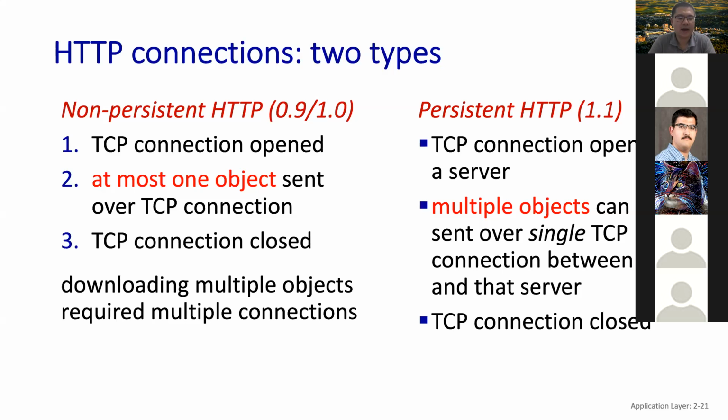Okay, so with non-persistent HTTP, I talk to someone, I establish the connection, and at most we can send or receive one thing during one connection. But with persistent HTTP, if you establish a connection, you can send and receive multiple objects, right? So that's why nowadays we are almost always using persistent HTTP 1.1.